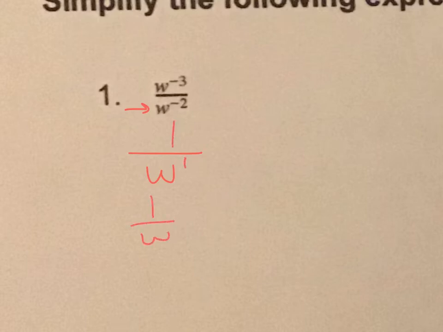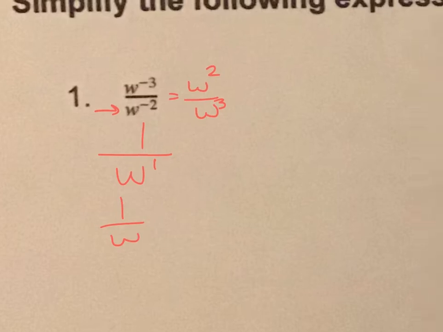The other way you could do that is, because they're both negative, you could flip them both and write it like this. And then obviously the W on the bottom is 1 bigger. So either way you want to go with that.